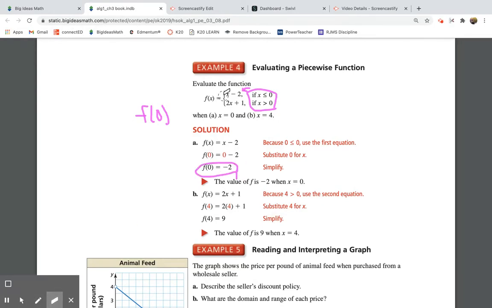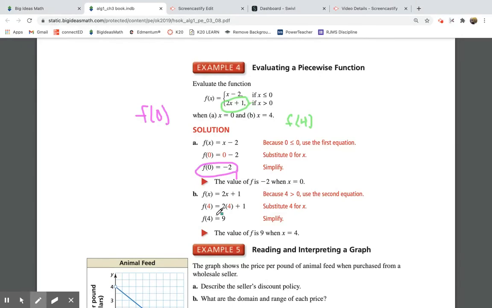Then for B, let me erase this. Let me switch colors. It says x equals 4. That's like saying find f of 4. Okay, so I look again. Is 4 less than or equal to 0? No. Is 4 greater than 0? Yes. So I'm only going to be able to plug that into this piece of this piecewise function.